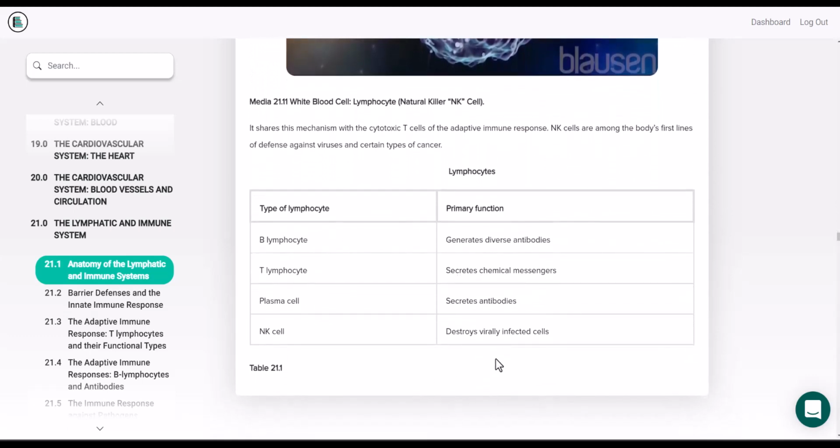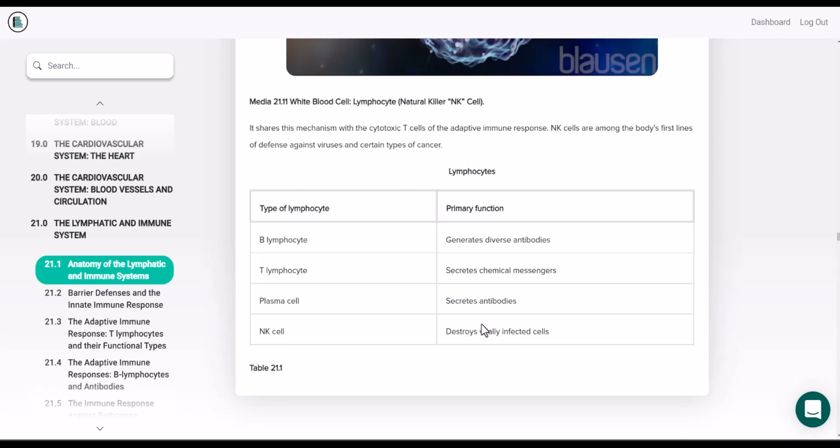So in this chart, B cells generate antibodies. T cells secrete all sorts of chemical signals that are part of your immune system. Plasma cells and NK cells. Plasma cells, I remember I told you, are a specialized type of B cell, so they also are releasing antibodies. And NK cells are all about destroying cells, specifically virally infected cells.